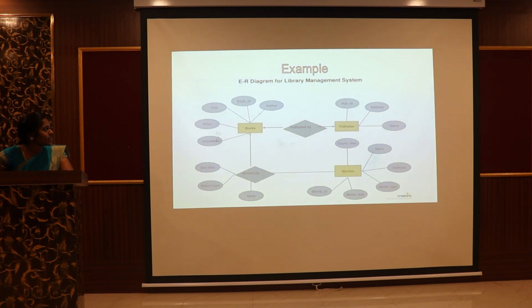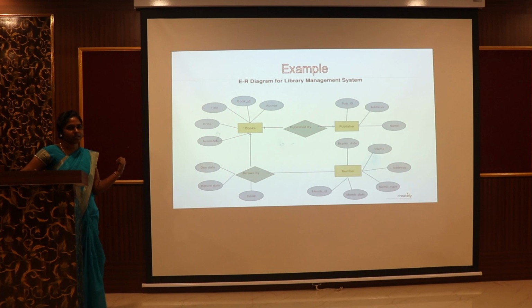And the last one is an example ER diagram for a library management system. We are using all the components in one example. So what is a library management system? I am going to borrow a book, and the book is published by some other person, right? All those things are explained in a diagrammatic explanation.